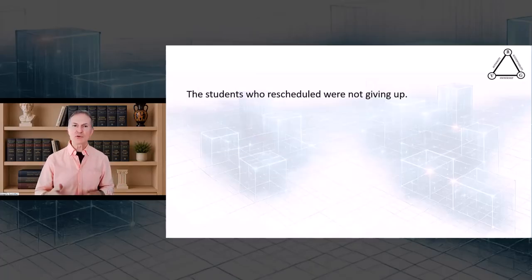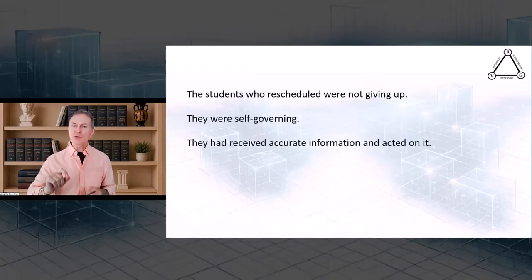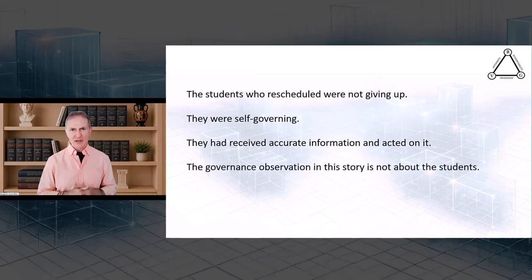The students who rescheduled were not giving up. They were self-governing. They had received accurate information and acted on it. The governance observation in this story is not about the students, it is about the specification.